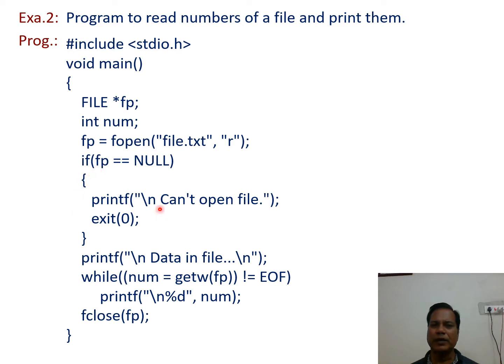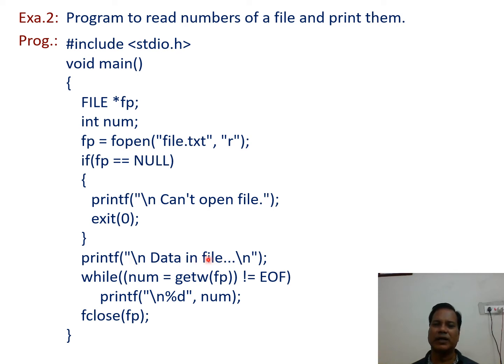It means that it can't open the file. This message is printed on the output screen, and control comes out of the main function using exit(0). If this condition is false, then the body of the if statement is not executed, and control goes to the next statement, printf "data in file".